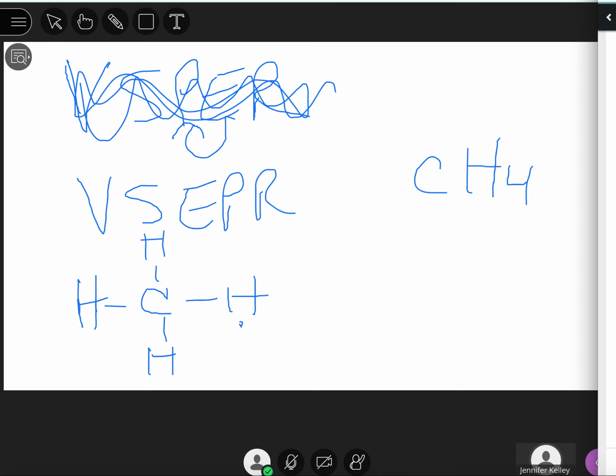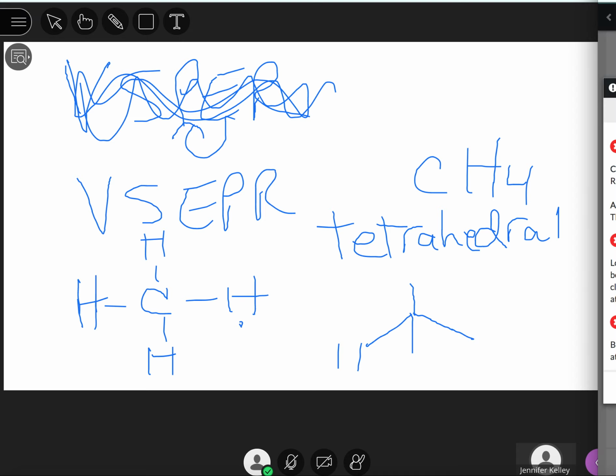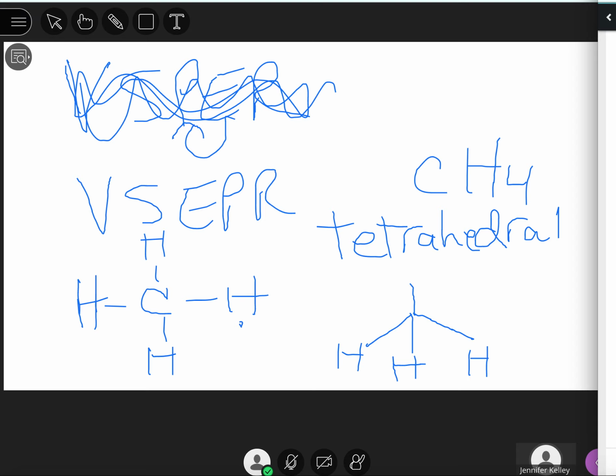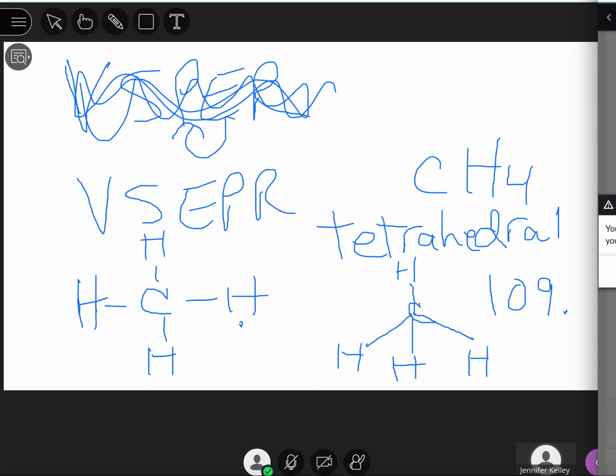So looking at this, I can see there are 4 atoms attached to it, which means it's going to be tetrahedral. And so the shape would look something like this, with a carbon in the middle, like that. And then the angles are going to be 109.5. So basically what we're doing today is learning how to do that with different molecules.